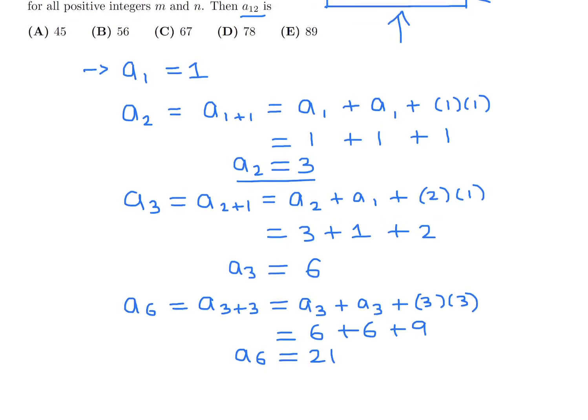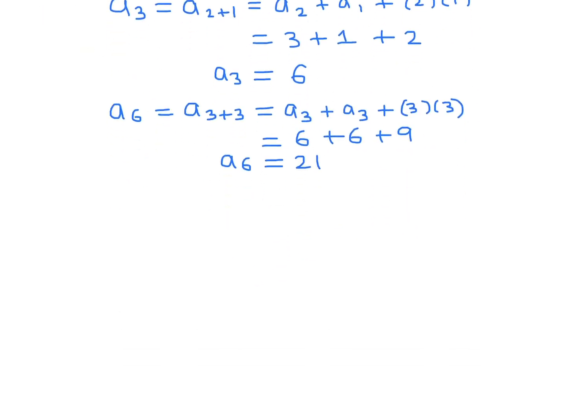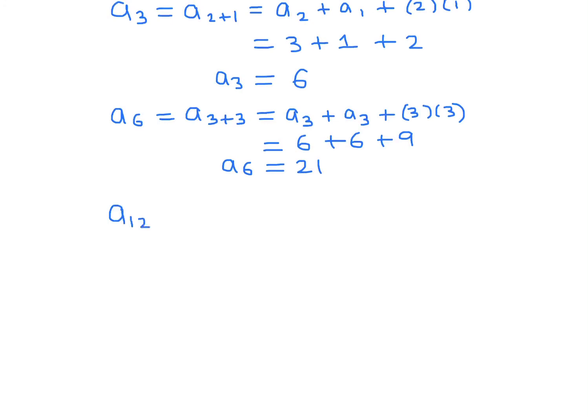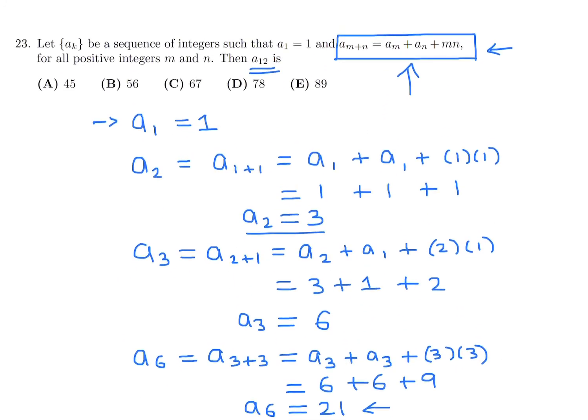And now we can get to our A12, which is what they want us to figure out up here. A12 is going to be A6 plus 6, which is A6 plus A6 plus 6 times 6, like that. A6 we figured out was 21. So 21 plus 21 plus 36. And this is 42 plus 36, which is 78. And that is A12. So the answer is 78, and therefore 23 is D.